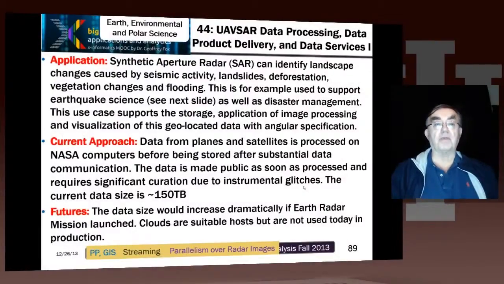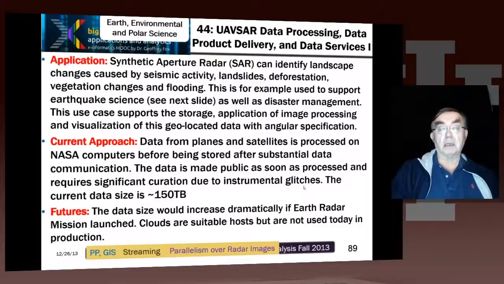Here's another example from radar, taken from the sky in this case, and looking at, say, the places where earthquakes occur. The synthetic aperture radar is used to identify landscape changes from seismic activity, and particularly small movements that happen when, of course, there is an earthquake or a foreshock. And this data is taken by planes and satellites, processed, and then stored.